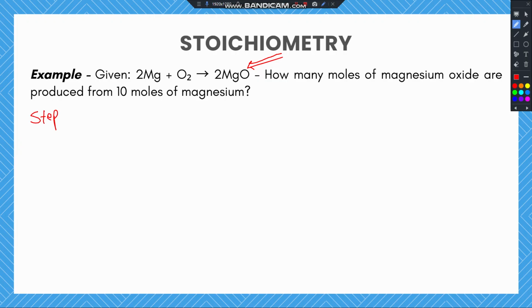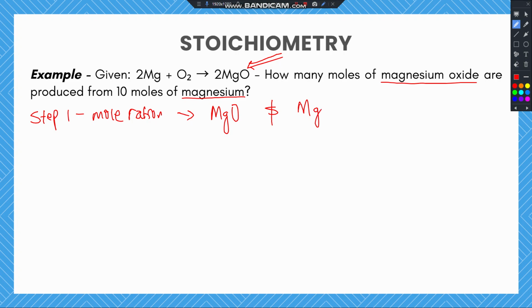Step number 1, let's get the mole ratio. So how do we get the mole ratio? You know the drift. From the question, they said how many moles of magnesium oxide. So we have MgO first, and it says are produced from 10 moles of magnesium, Mg. So let's get the mole ratio.